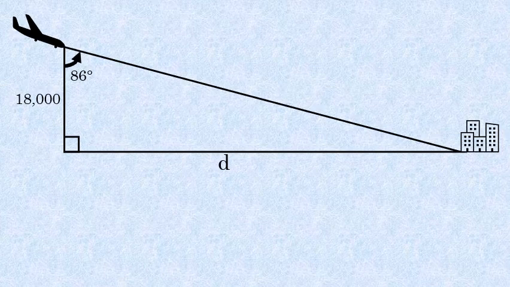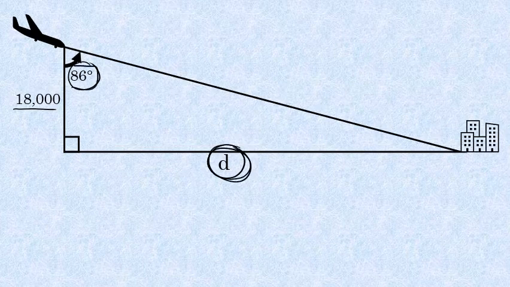Now that our diagram is complete, we can find the value of D. When you have a right triangle and you know, in addition to the right angle, the measure of one of the acute angles and the length of one of the sides, you can find all of the other pieces of the triangle. You can find the lengths of the other two legs and the measure of the additional angle. In this case, I only need to find the length of the other leg.